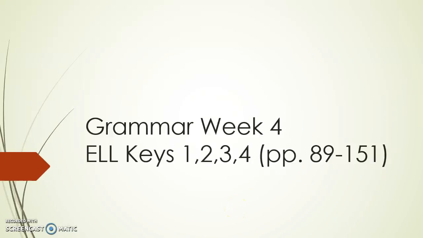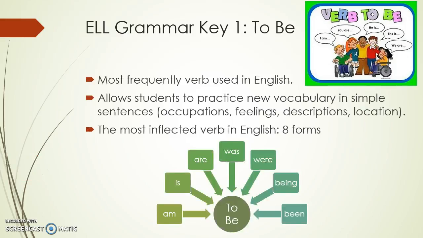Hello everyone, this is the video for week 4 in which we're going to cover 4 of the most important parts of the English language. The first one is the verb to be. Well, the verb to be is the most frequently used verb in English, is the first verb that we teach, and we do so because it helps us practice a lot of vocabulary. We can talk about occupations, feelings, descriptions, and locations just by using the verb to be.